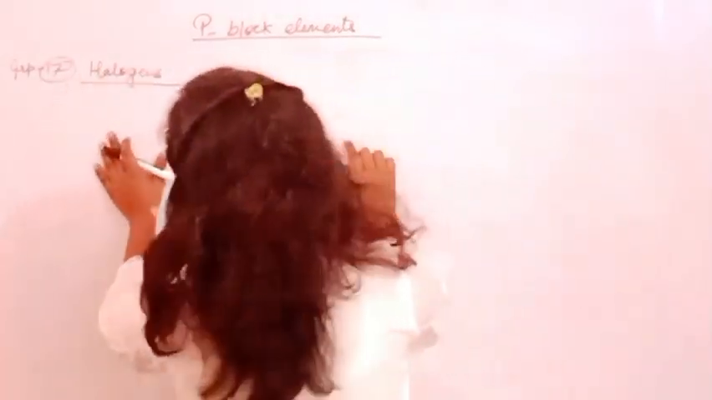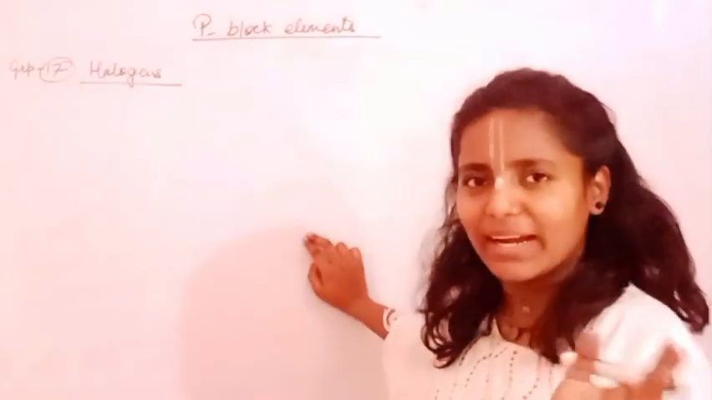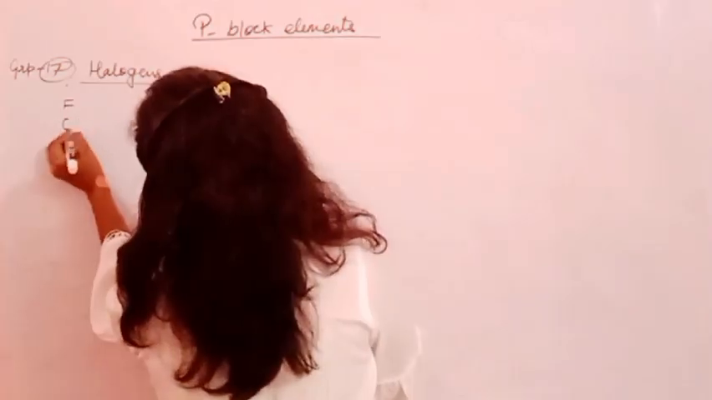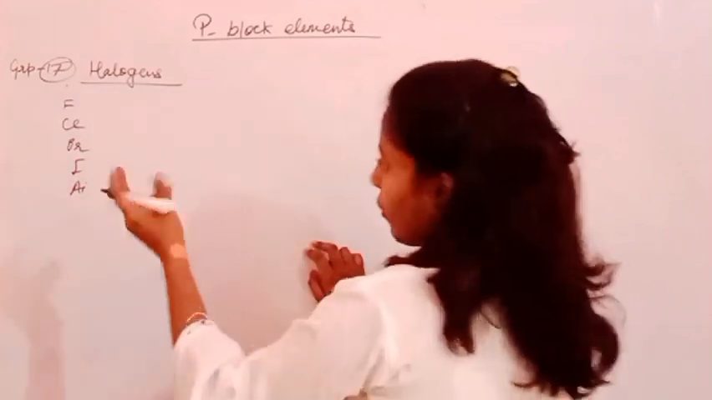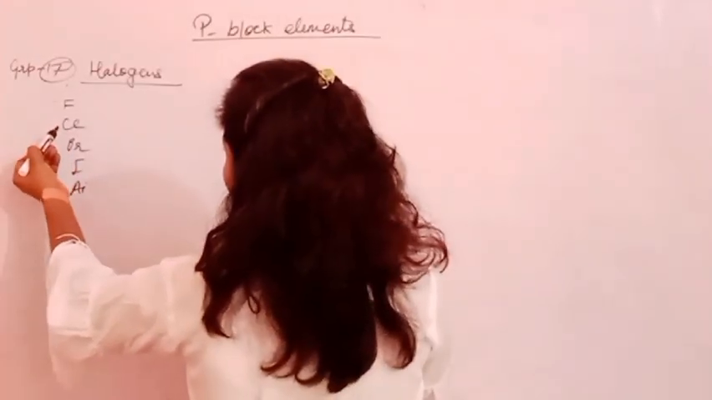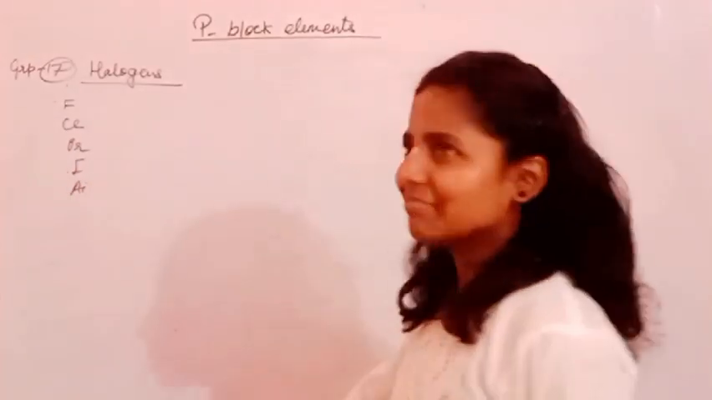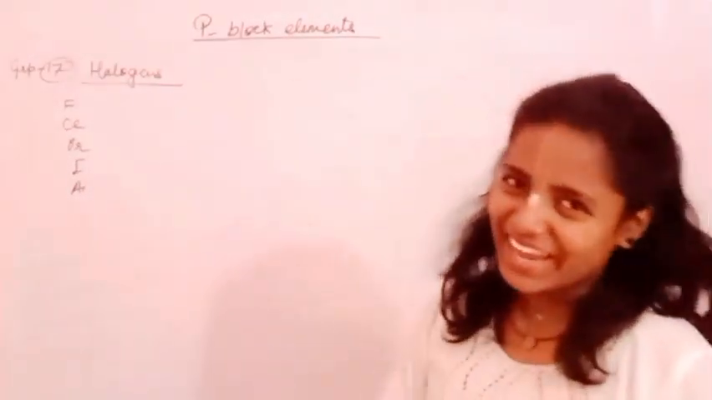Now, how to remember them? Halogens might be clear to every one of you: fluorine, chlorine, bromine, iodine, astatine. Okay? Or you can remember it by "first class biryani I ate". Right, you can remember it like that: first class biryani I ate, like, okay.